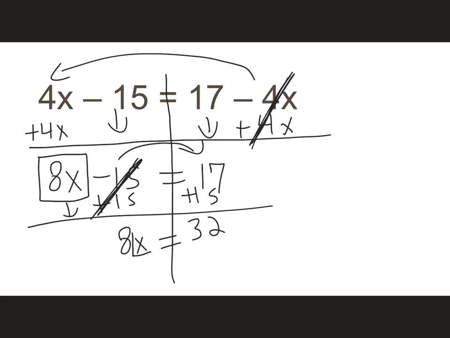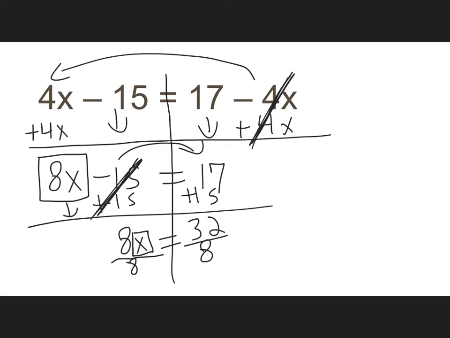Finally, I want to get this x by itself. Again, we've talked about this before. When there's a number attached to a variable, just like 8 is attached to x right there, it is being multiplied. So to get rid of it, we have to do the opposite operation. So the opposite operation is division. So I'm going to divide by 8.